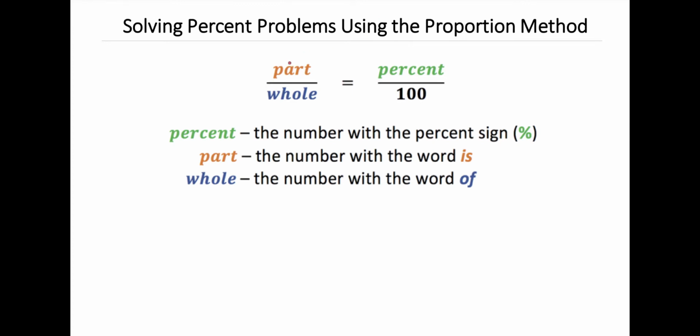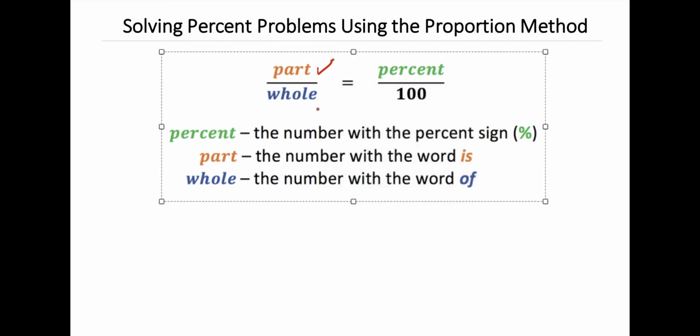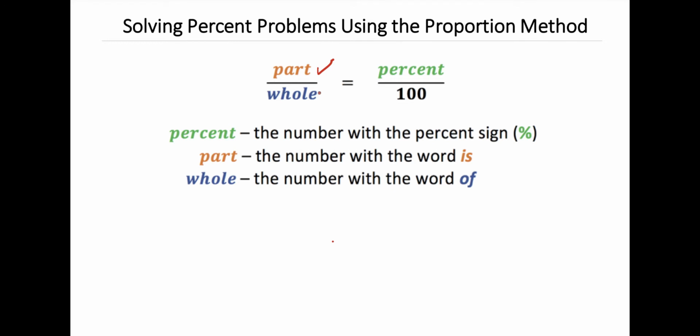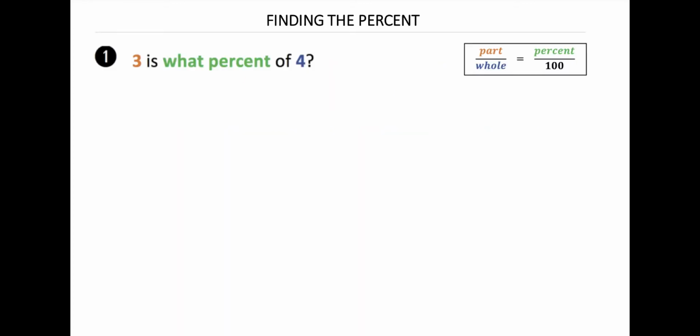So the part is the number that usually appears with the word is. It goes on top. We're going to get that in these problems, okay? And the whole is the number that normally appears with the word of, and you're going to get that in these problems as well. So we'll check both of those. Those you're going to get. The thing that you have to solve for in this type of problem is the percent, okay? So let's take a look at how we can do that.